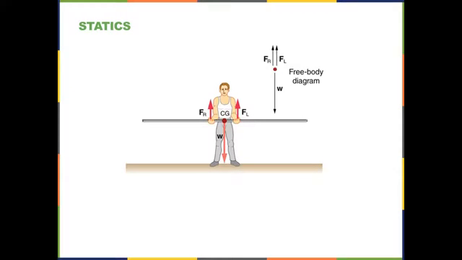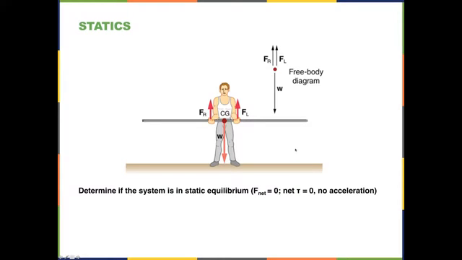As I said, we were going to start by talking about how we would use the principles we've just learned to calculate the static situation with this guy. So let's take a look. First of all, you determine if the system is in static equilibrium. In static equilibrium, the net force has to equal 0 and the net torque has to equal 0. There can be no acceleration, because if acceleration occurs, then the net force is not 0.